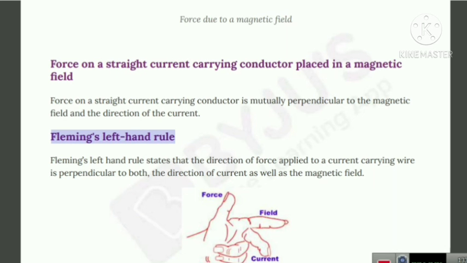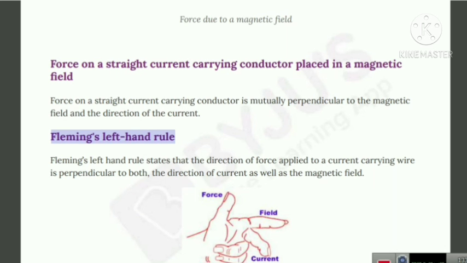Therefore, Fleming's left hand rule states the same thing. We have to consider now our left hand, and position the left hand in this way, so that all three fingers, thumb, then pointer and middle finger, remain perpendicular to each other. Thus the thumb shows the direction of the force. Here the pointer shows the direction of the magnetic field, and the middle finger shows the direction of the electric current.